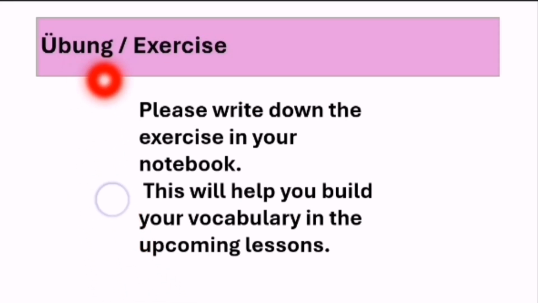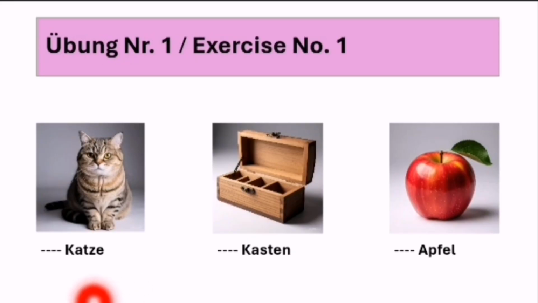So now, Übung, exercise of this lesson. Please write down the exercise in your notebook, okay? The coming slides. This will help you build your vocabulary in the upcoming lessons. So now you should write this. What kind of article can we use? Is it ein Katze or eine Katze? Okay, write in your notebook. Is it ein Kasten or eine Kasten?